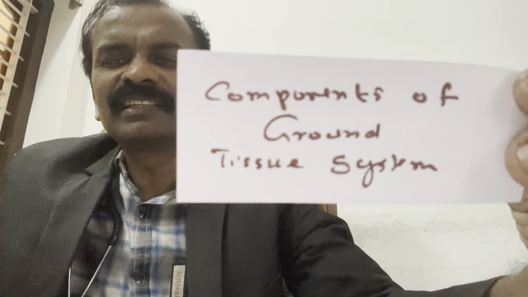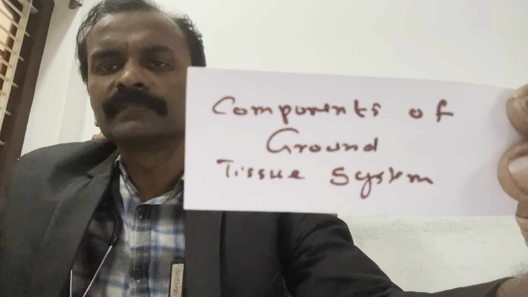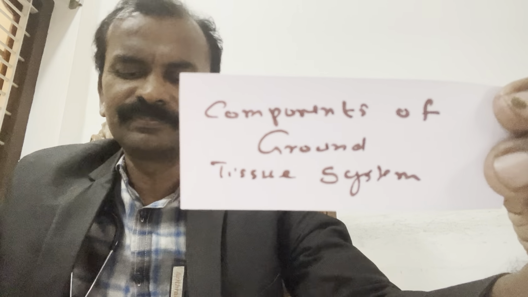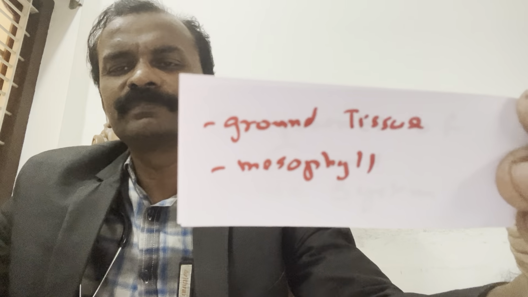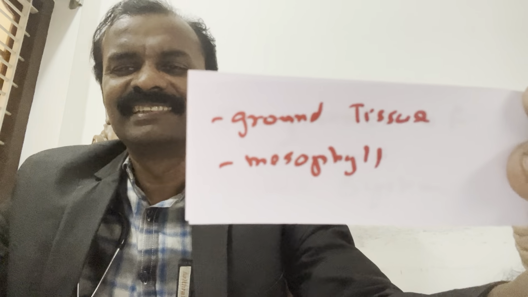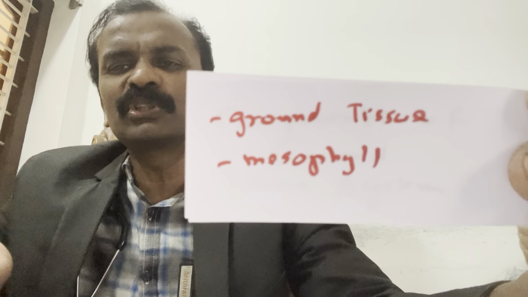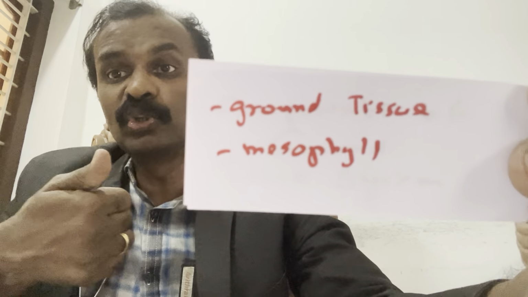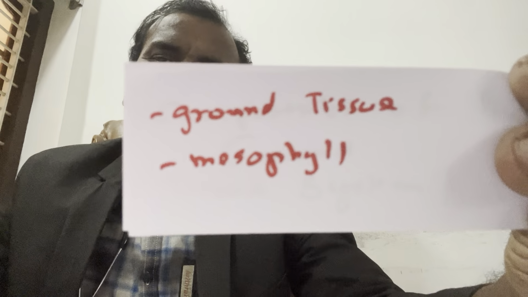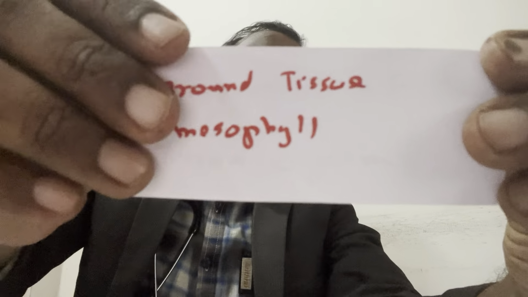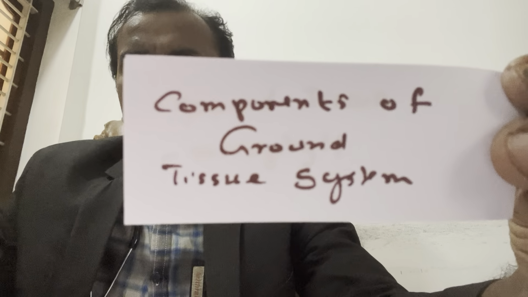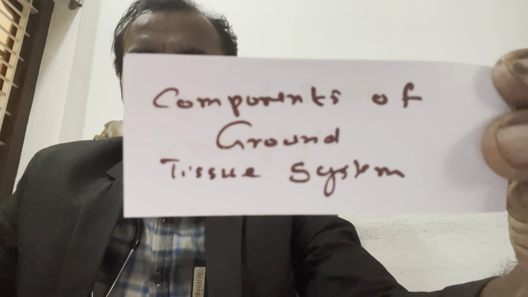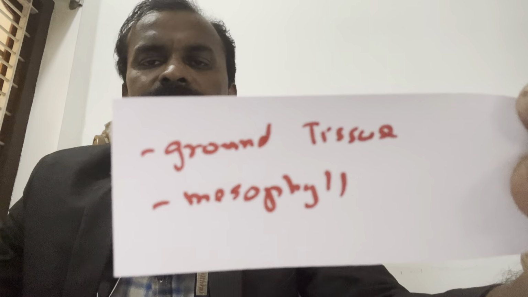Now you can answer everything if you know this question: components of ground tissue system. You must know these two. But don't forget the question. Mesophyll and ground tissue, they will give in the MCQ choice. But the question you must know. What is the question for this? Ground tissue and mesophyll. The question is: components of ground tissue system.